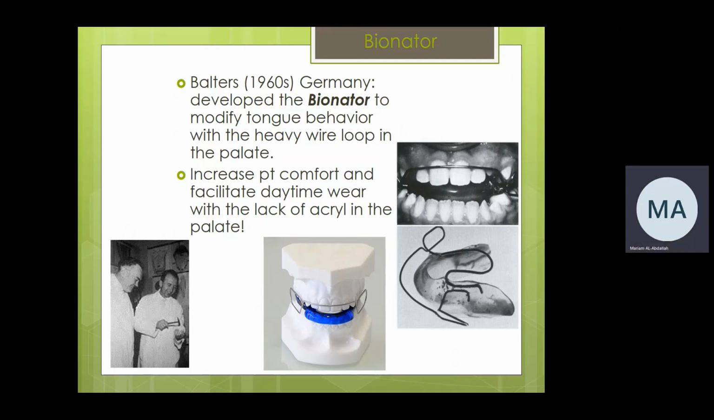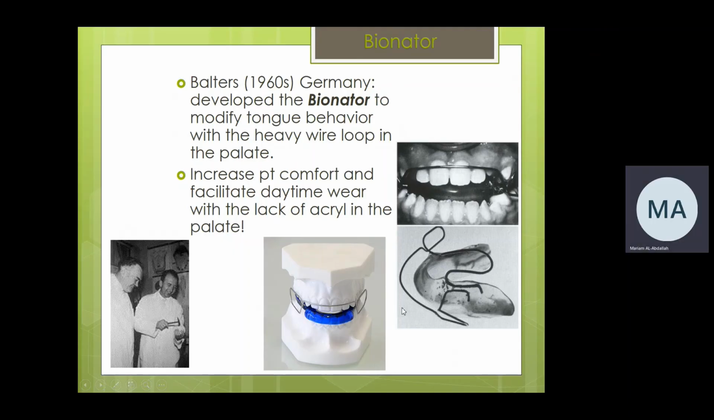This is bionator. Oh, no, this is number 4. Bionator, introduced by Walters in the 1960s. And as you can see, compared to the activator, there is no acrylic coverage for the palate. Instead, we will have a palatal wire, transverse palatal wire with a cuff and spring. And the labial bow is modified into a long transverse loop that will push the cheeks away from the teeth. And we will have lower incisor capping, okay?